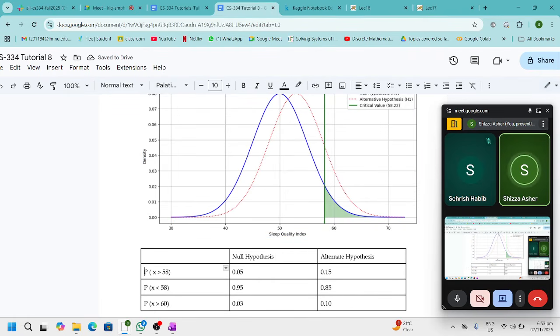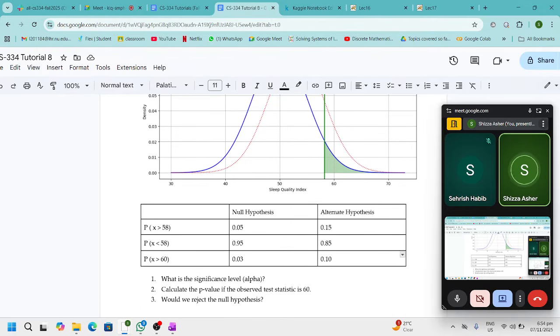Okay, so I've told you X is your test statistic, by the way. In this case, it is essentially what is written below as sleep quality. So the probability that X is greater than 58, which is your critical value, is 0.05 under the null hypothesis and 0.15 under the alternative hypothesis. This is telling you exactly the area under that graph. Similarly, I have given you for 58 and I have given you for 60. You don't know what 60 is right now, but I will tell you that eventually, in one part, we'll see that 60 is what our observed statistic is. We haven't plotted it right now.